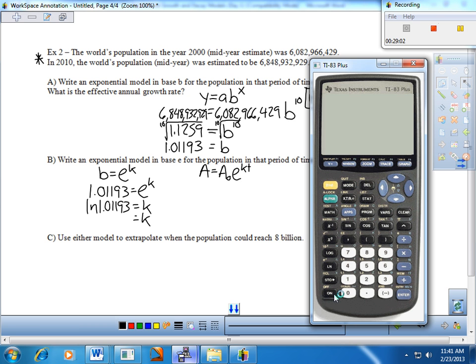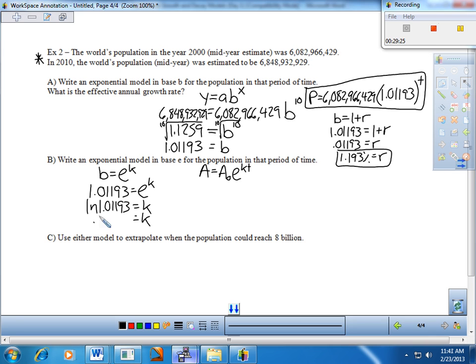So let's see, natural log. I have 1.01193. Good. And there we go. So you can see k, we can do this for as many decimal places as we'd like. The more the better, but I get 0.011859, give or take. And that would be the k value.